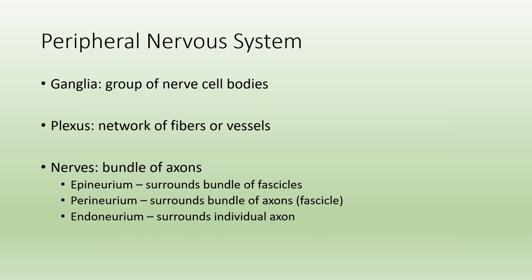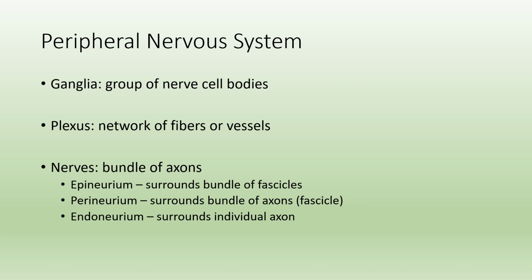That's with the central nervous system. With the peripheral nervous system, that is everything other than the brain and spinal cord. Remember, with the peripheral nervous system, when we use the term ganglia, or just one would be a ganglion, it's a group of nerve cell bodies.